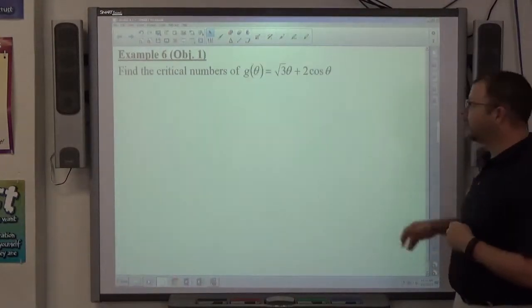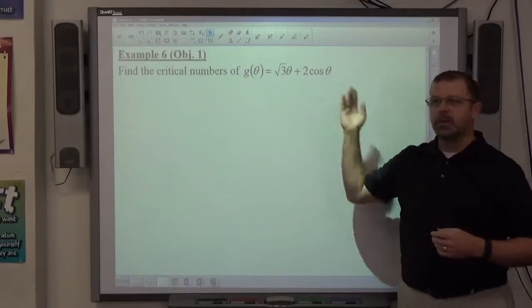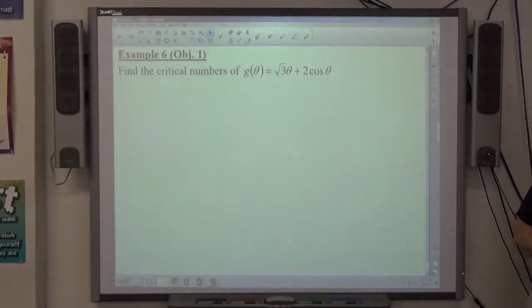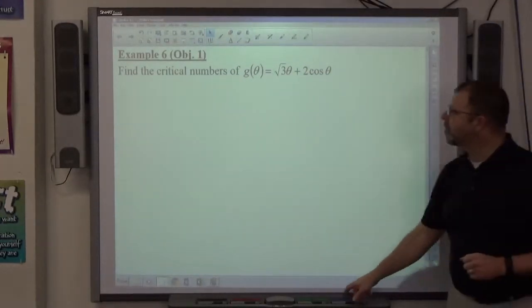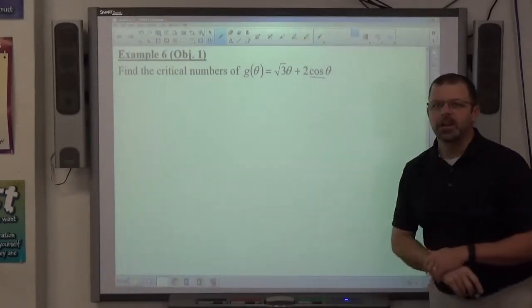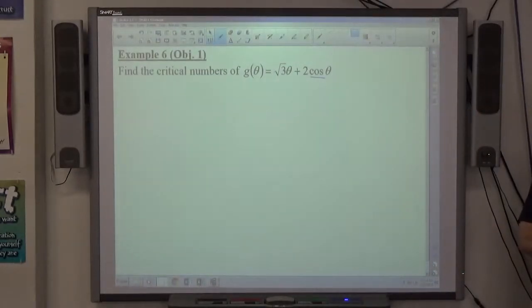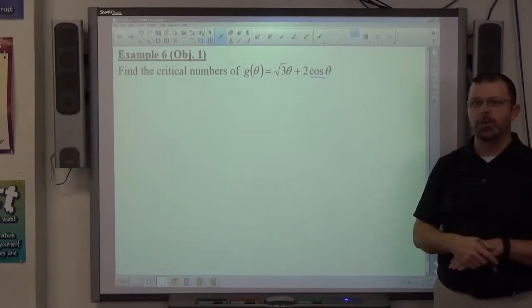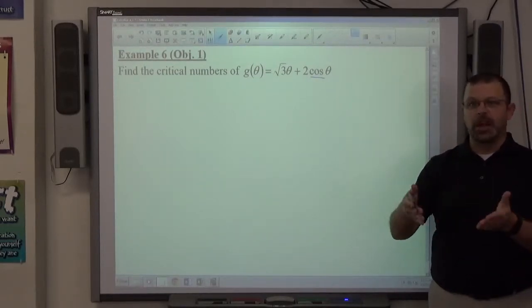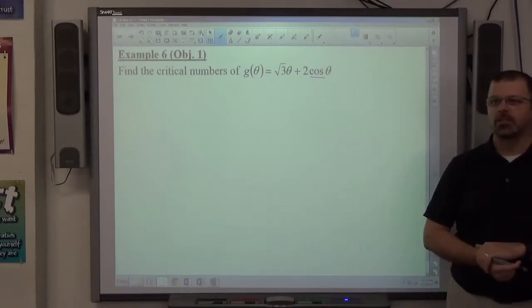So in this case, we have g of theta. Theta is the independent variable. Theta is like x. All right. When you see a trigonometric function and there's no interval, expect infinity answers, because trigonometric functions are repeatable, periodic functions. They just keep on repeating themselves again and again. So if there's an answer, there's going to be infinity answers.